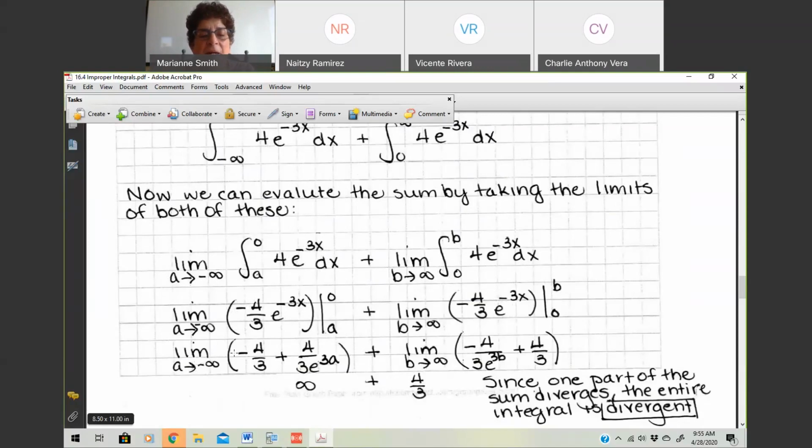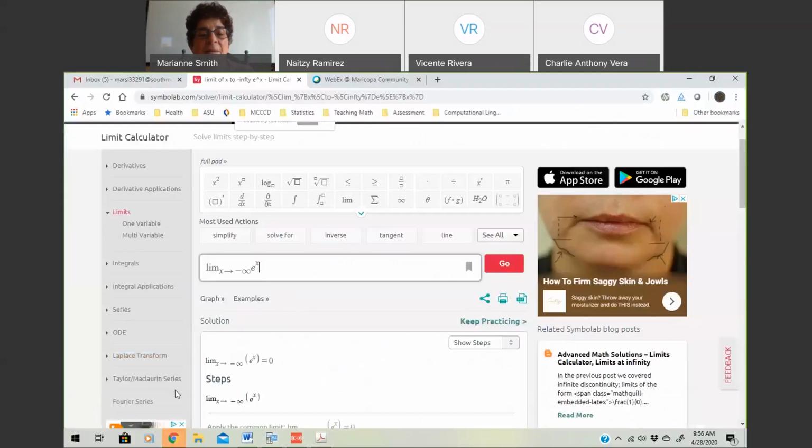So here I'm letting a approach negative infinity. But what you have to realize is this is now in the denominator of the fraction. So see this expression 4/3 e to the 3a. See the negative sign here? I can write it like this and evaluate the limit and show you that this is infinite. Or I can rewrite it by saying negative 3x means e is in the denominator with a 3x. Let's take negative 4/3 e to the minus 3x over to Symbolab, and let's evaluate it.